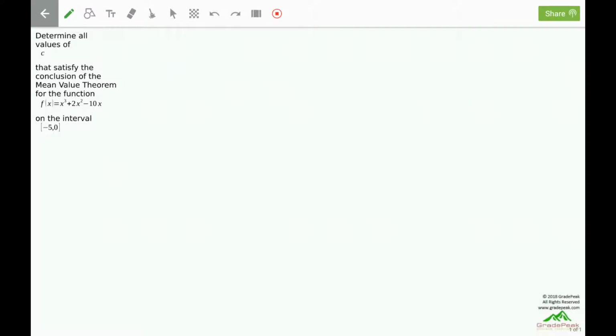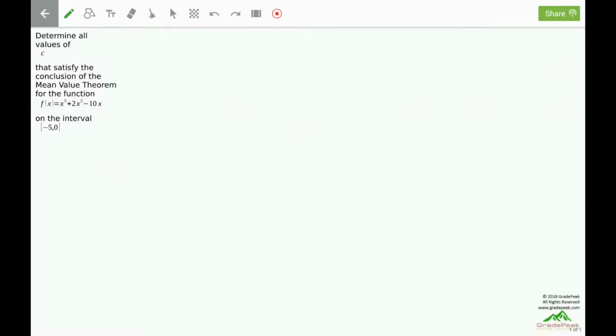Determine all values of c that satisfy the conclusion of the mean value theorem for the function f of x equals x cubed plus 2x squared minus 10x on the interval -5 included to 0 included. The first thing to do is to determine whether the two conditions are met for the mean value theorem to apply.